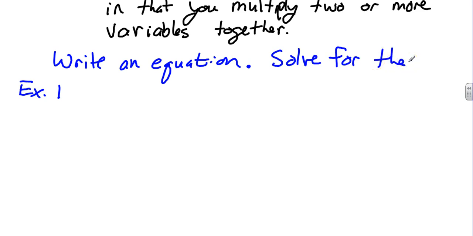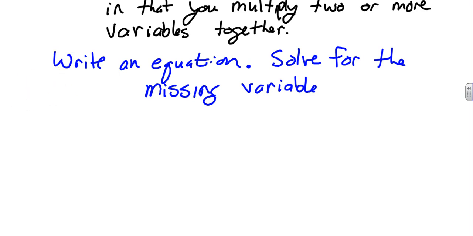So they're going to ask you to write an equation and solve for the missing variable. Now, here's the big thing when you're going through these. Anytime you see the word varies, you can take the varies part out and replace it with equals k. That's always going to be.